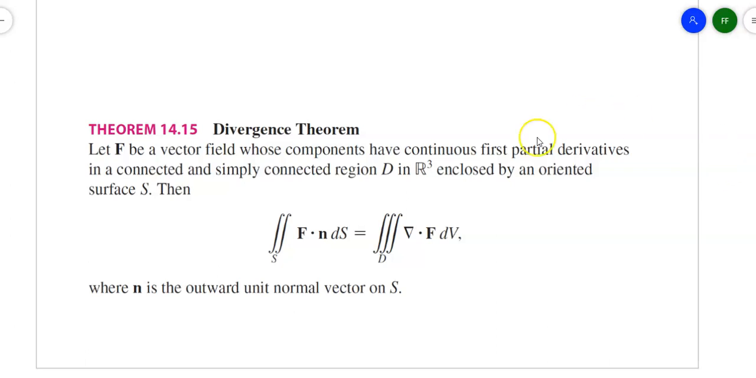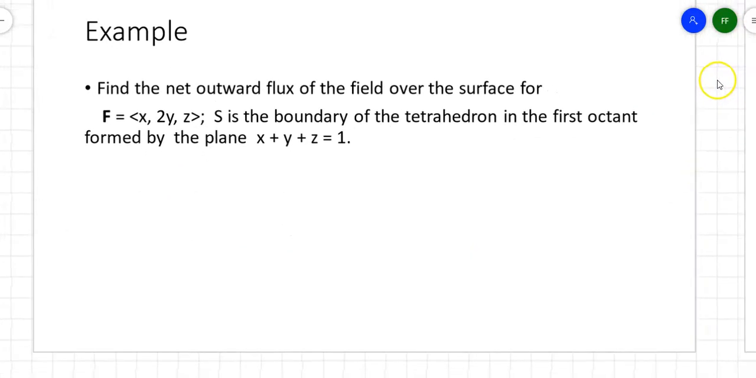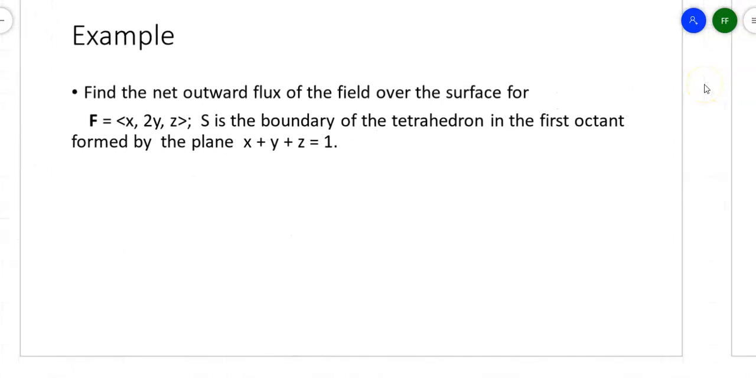Easiest way to do this, let's take a look at an example or two. So I want to find the net outward flux of this surface, and my vector field is x, 2y, z. The surface is the boundary of a tetrahedron in the first octant that's formed by that plane. A tetrahedron is made up of four triangles. If it's a regular tetrahedron, then it's just four equilateral triangles and you're done.